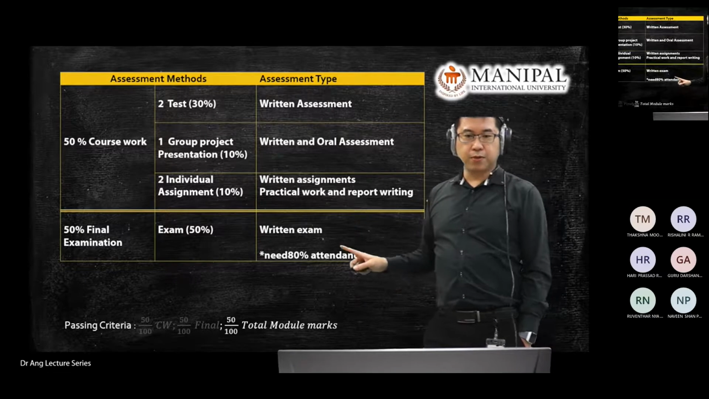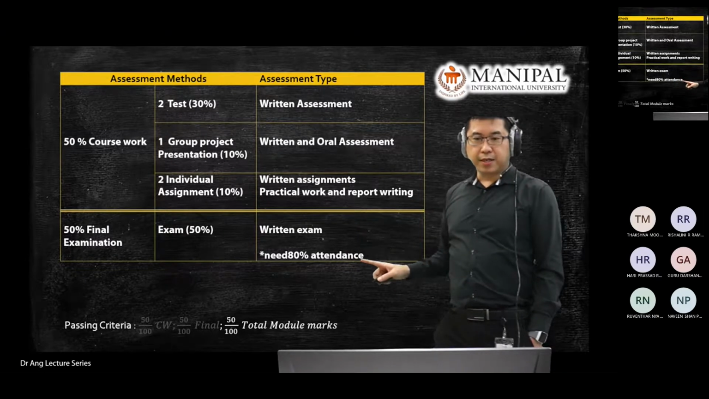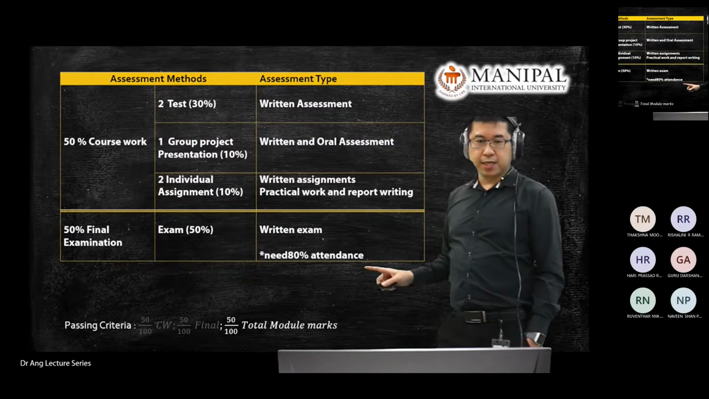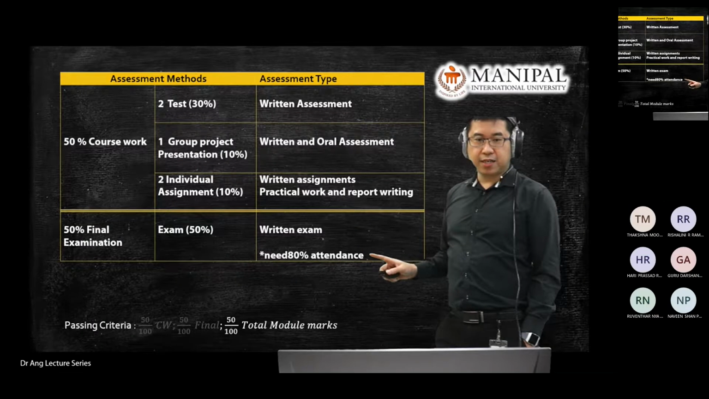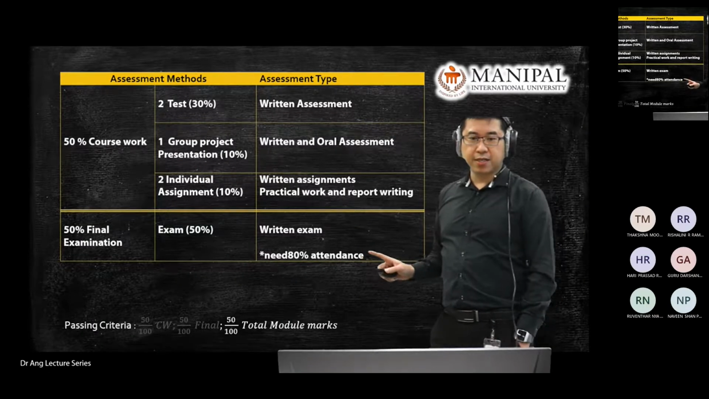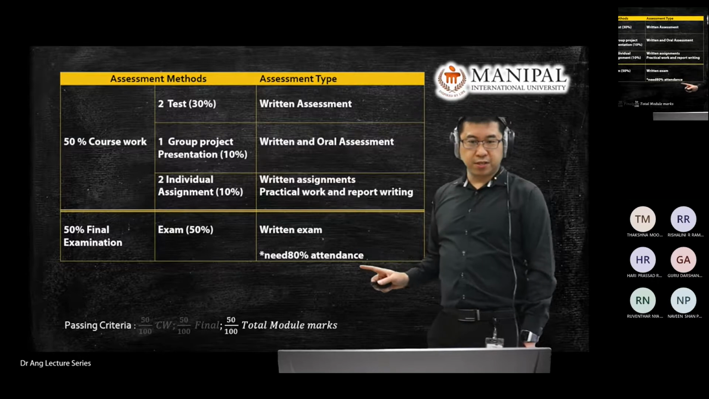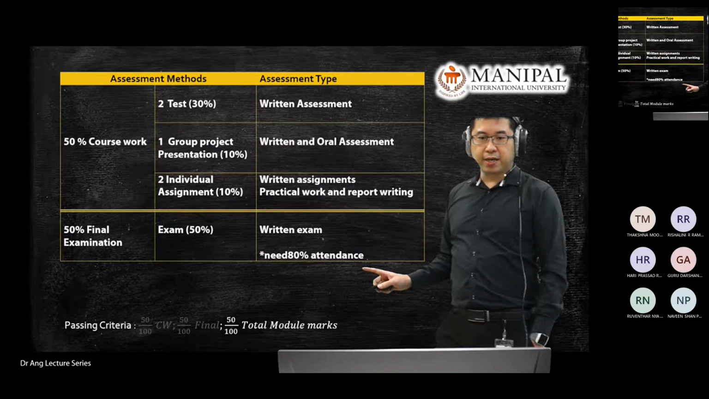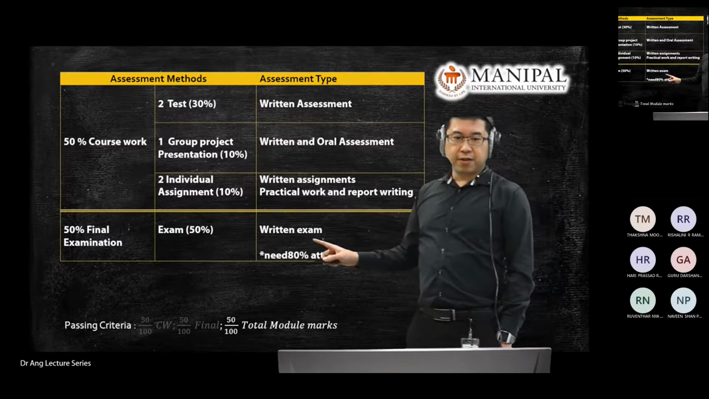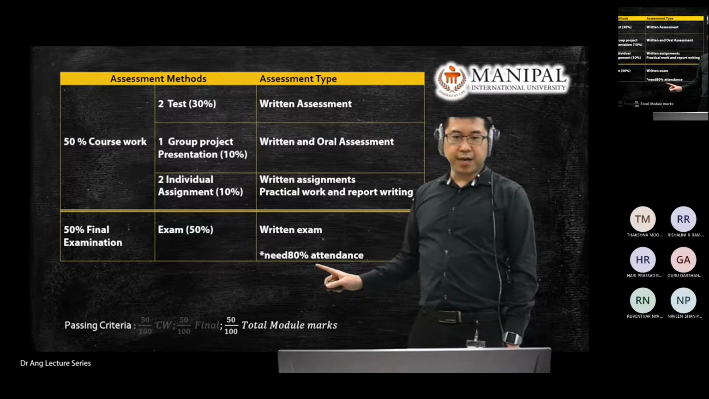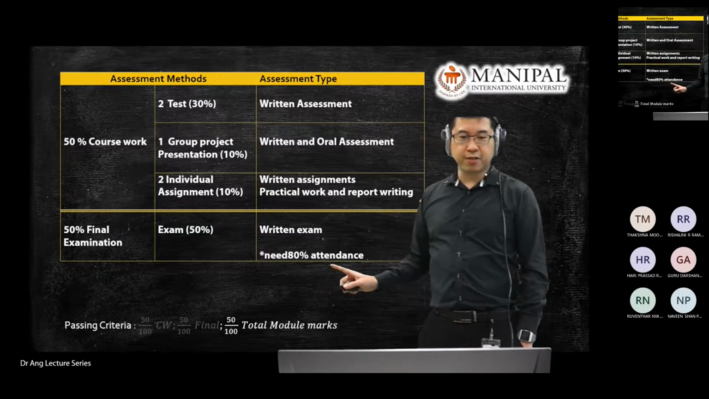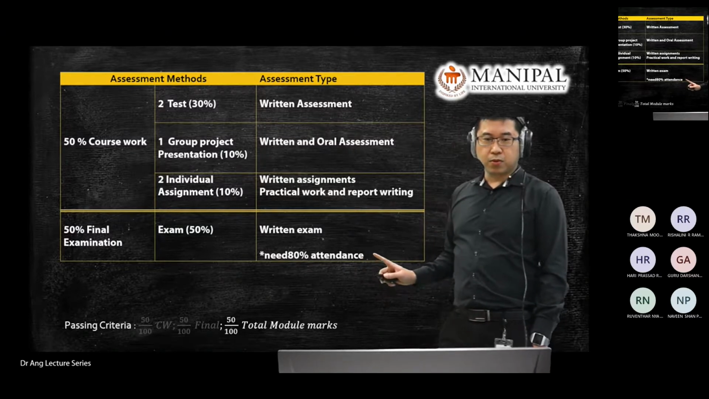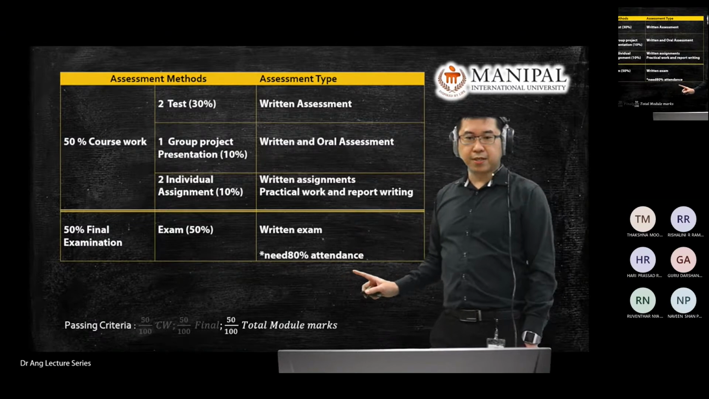Don't miss my class. If you have an urgent matter, inform me early. Text me. If you have really urgent things and you cannot attend the class, please send me short messages. Don't go missing in my class, and don't wait until the final exam and I mark your attendance below 80% and you cannot sit for the exam. If you only come and see me then, it will be too late. Okay, so this is a reminder in my class.